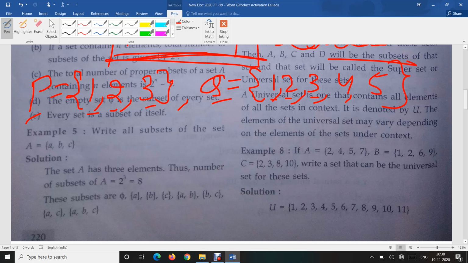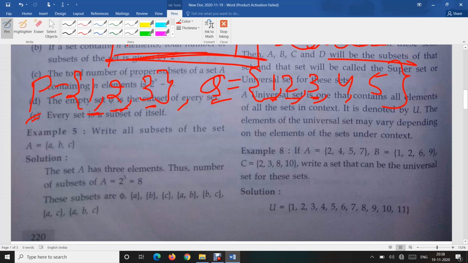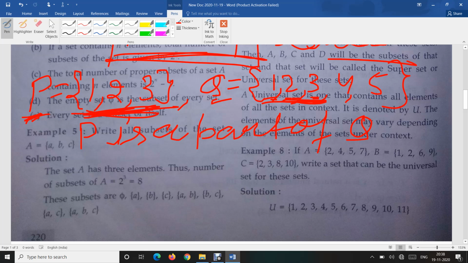So as you can see here, 1, 2, 3 are present in set P, and also 1, 2 and 3 are present in set Q. That means the elements which are present in P are also present in set Q. That means you can say that P is a part of Q, because 1, 2, 3 are also present in set Q.